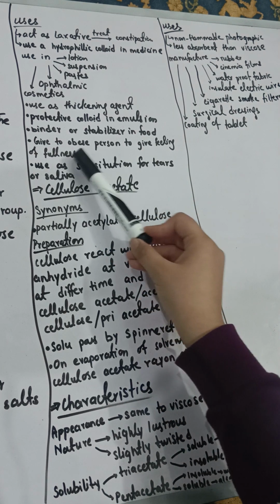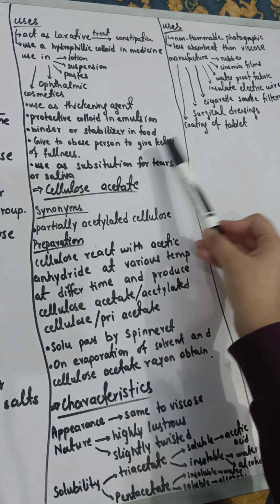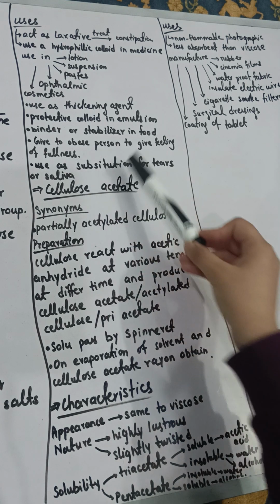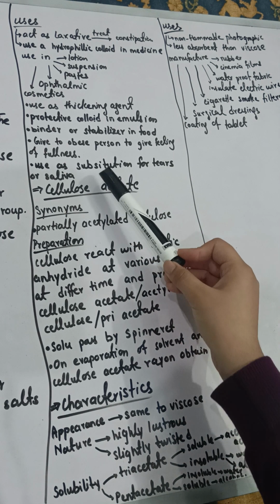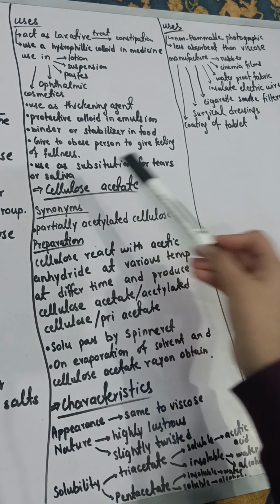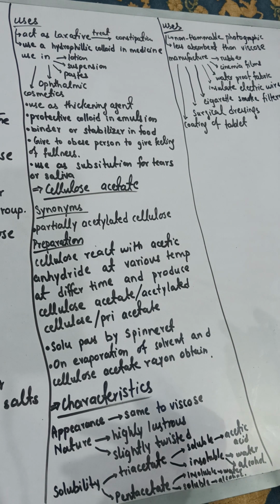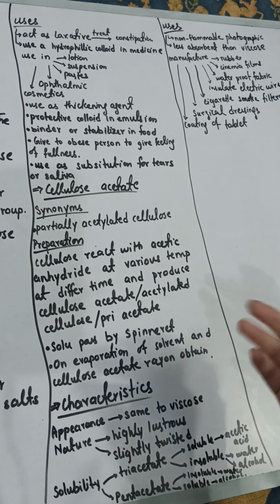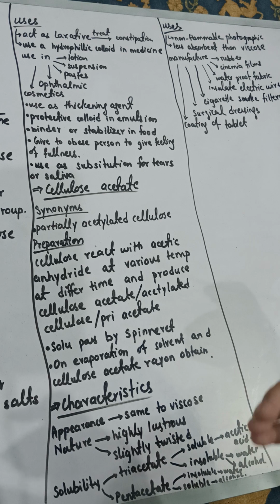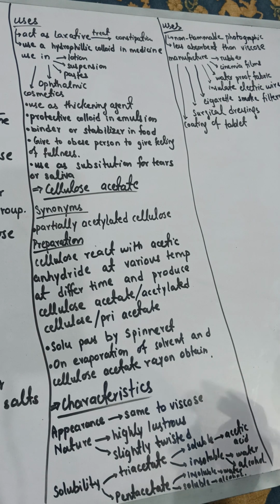It is also given to a person who is obese, as it gives them a feeling of fullness, and it is also used as a substitute for tears or saliva. So in the eye, they produce artificial tears with the help of this methyl cellulose.